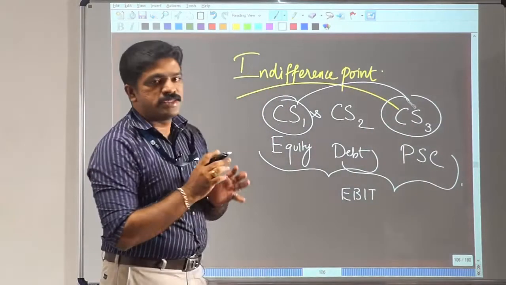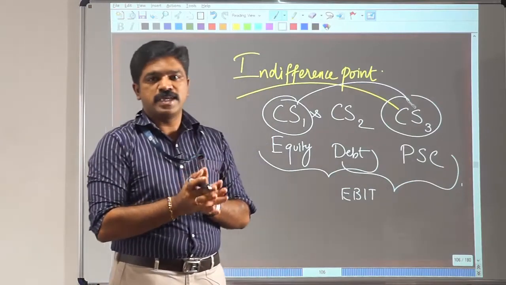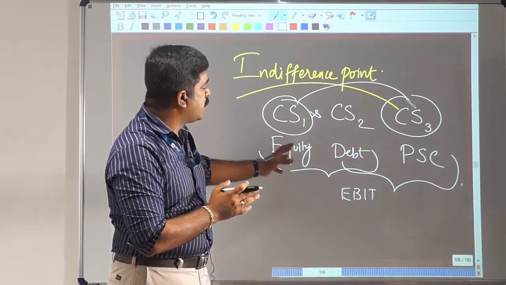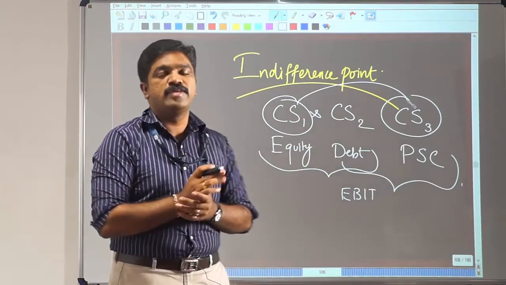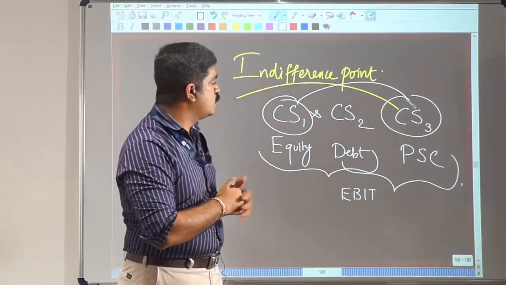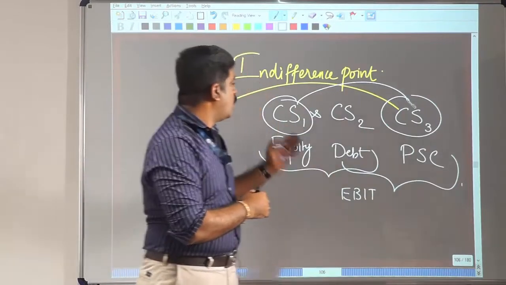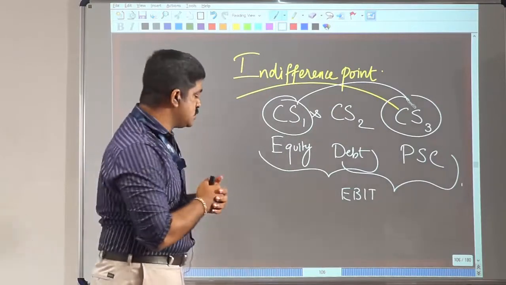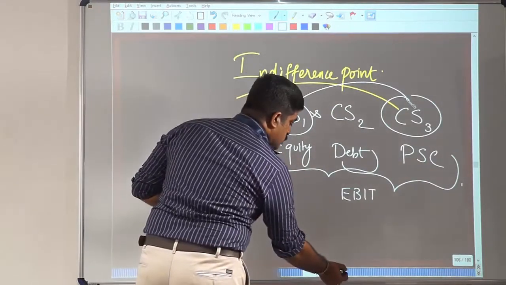So what I'm saying is, indifference point is basically a level of earnings before interest and taxes where you become indifferent to the given capital structure. That means you can either go for 1 or 2, or you can go for 2 or 3, or you can go for 1 or 3 at a given combination. So how does this indifference point work?